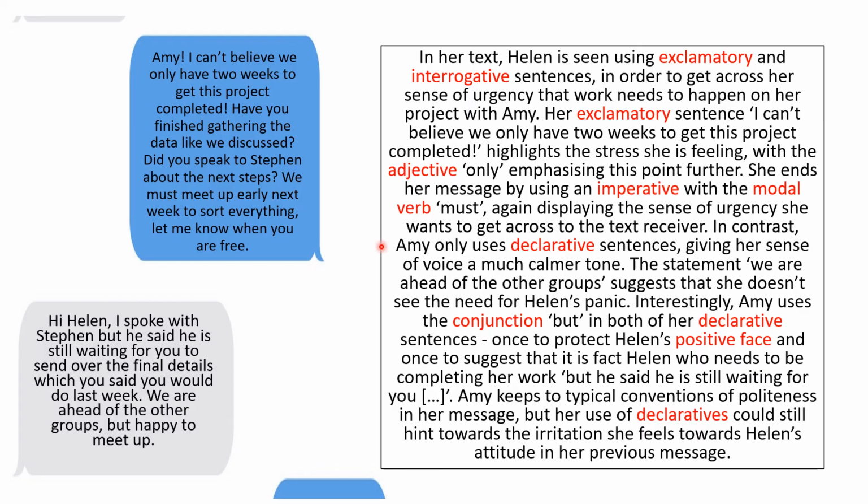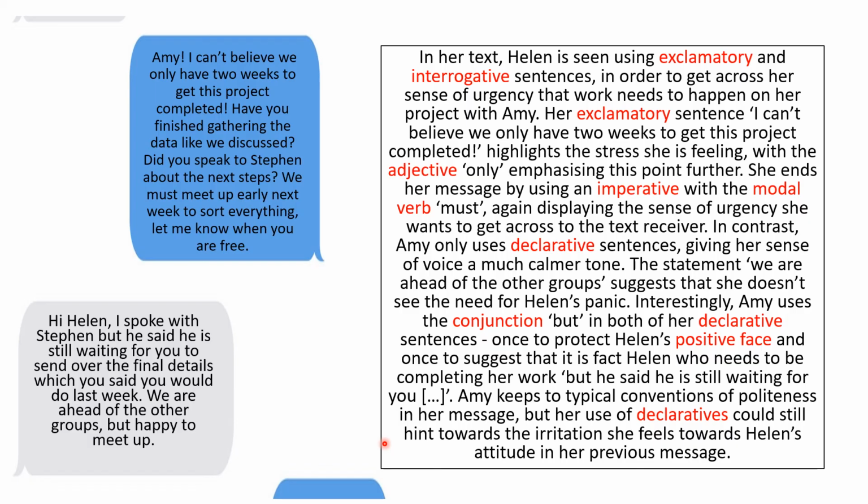In contrast, Amy only uses declarative sentences, giving her sense of voice a much calmer tone. The statement, we are ahead of the other groups, suggests that she doesn't see the need for Helen's panic. Interestingly, Amy uses the conjunction but in both of her declarative sentences, wants to protect Helen's positive face, and wants to suggest that it is in fact Helen who needs to be completing her work. But he said he is still waiting for you. Amy keeps to typical conventions of politeness in her message, but her use of declaratives could still hint towards the irritation she feels towards Helen's attitude in her previous message.